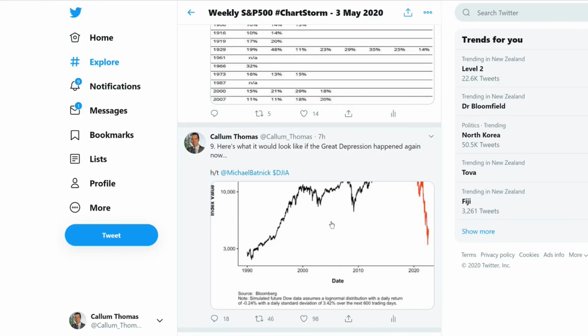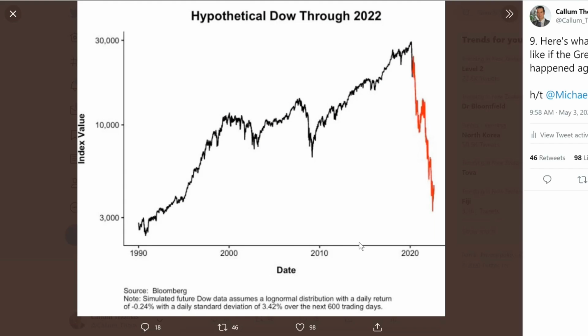Number 9, here's what it would look like if the Great Depression happened again. Now, before I even look at this chart, I don't think that's going to happen again. I probably should have put a little bit of disclaimer in this tweet, and I think it's really hard to argue that you could get anything like this. It's just not going to happen. But anyway, even if it did, this is what it would look like if you basically superimposed that price action from the Great Depression onto modern times. And that would bring you back to 1992 levels.